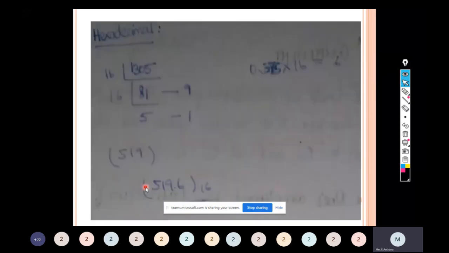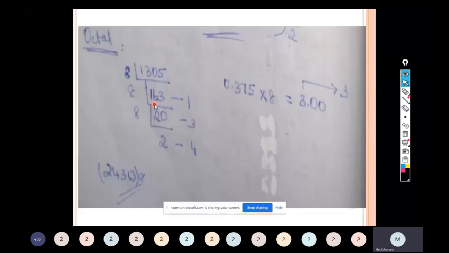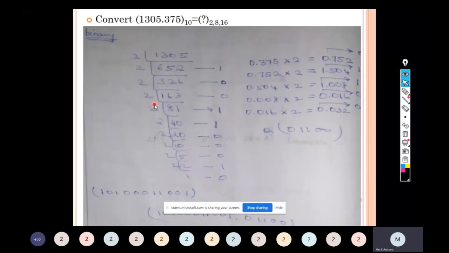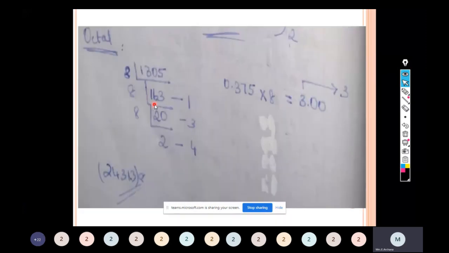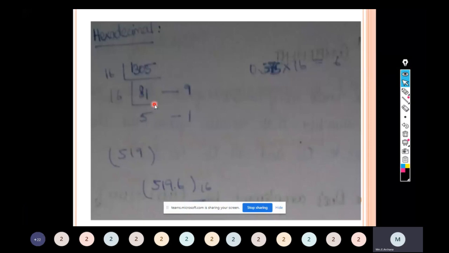Next, we will see how it will be converted into hexadecimal. It is also simple, because we successively divide and multiply. We will get more values. It is a bigger number, so it will consist of only 2 steps. 8 16s are 128, so 130 minus 128. So the remainder will be 9. 5 16s are 80, the remainder will be 1. So 519 is the answer for the integer part.